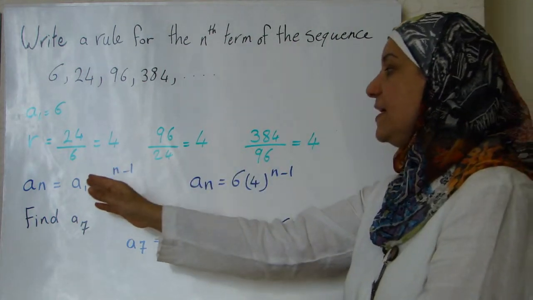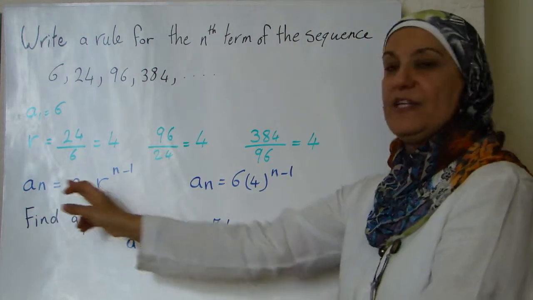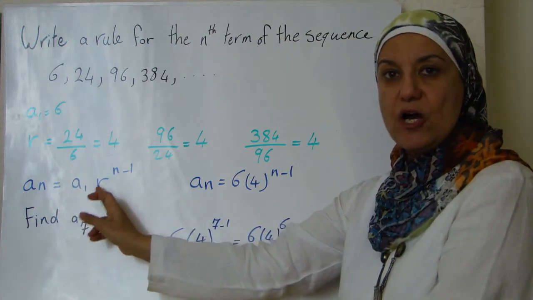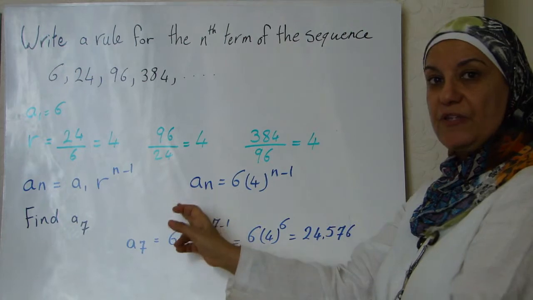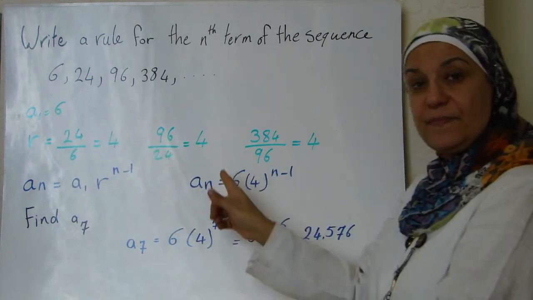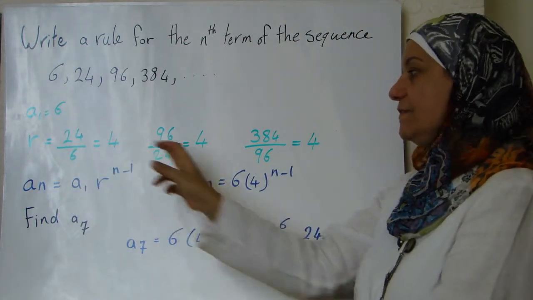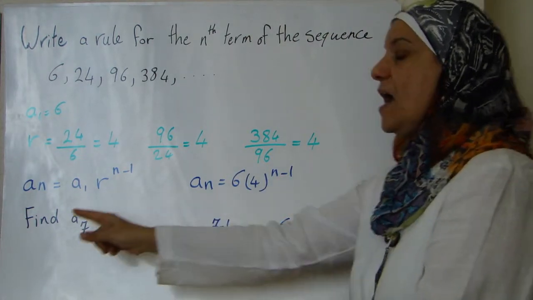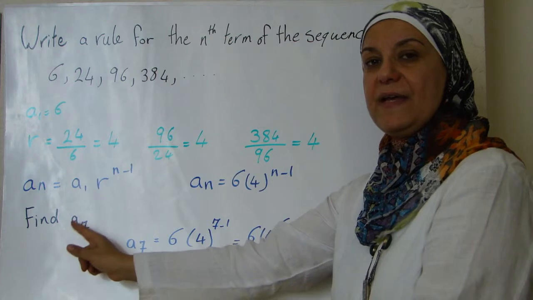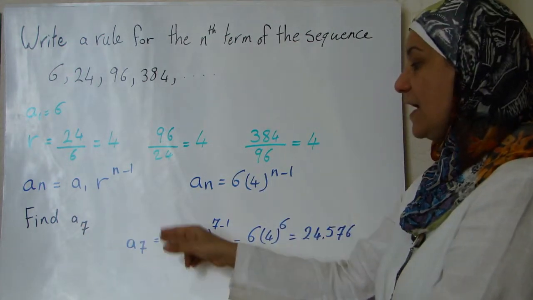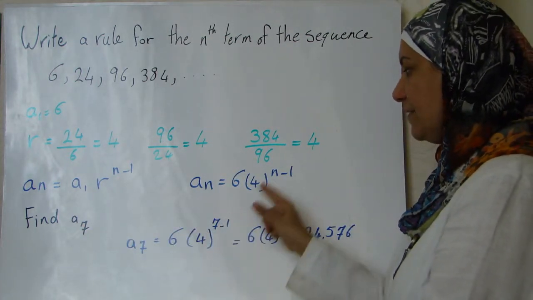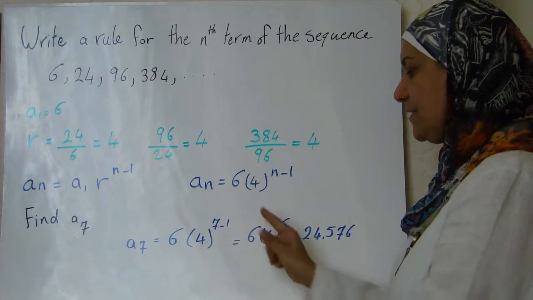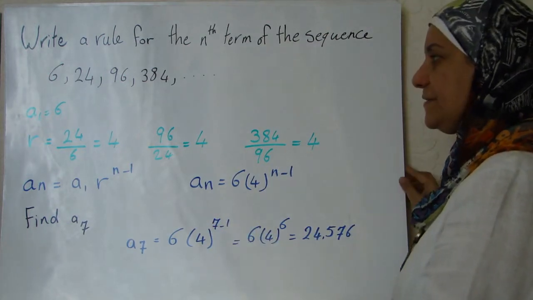Now let's plug them into my rule, which is an equals a1 r to the power of n minus 1. I'm going to put the a1, which was 6, and then the r, which was 4, to the power of n minus 1, and I found my rule. How can I get the 7th term, a7? I just plug in 7 instead of the n. Take away the n and put the 7. I get my answer.